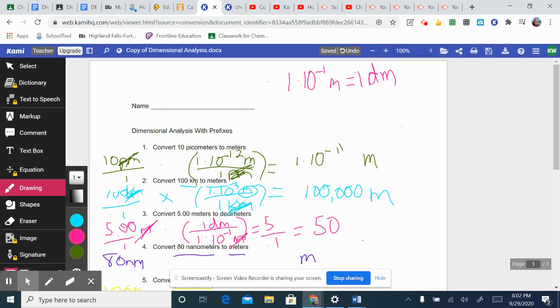decimeters. If you're being careful of significant figures here, because it looks like 5.00, that has 3 sig figs, then we want our answer to also have 3 sig figs. So I'm going to put 50.0 decimeters.